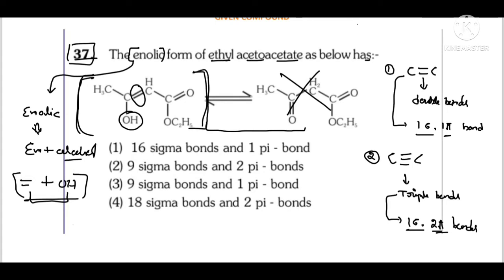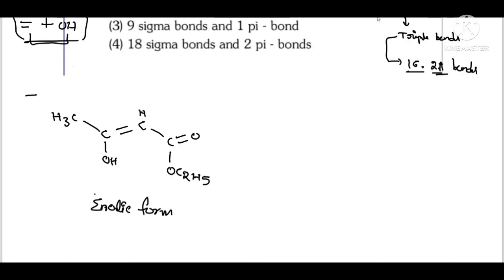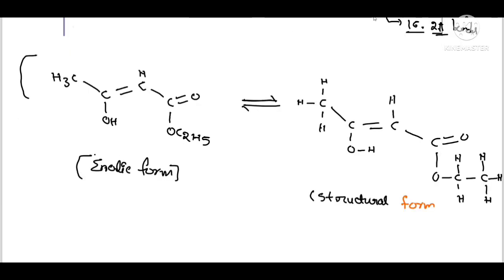Now let us try to calculate the number of sigma bonds and pi bonds in the given compound. This is the given compound. You have to calculate the number of sigma bonds and pi bonds in the enolic form. This enolic form will also be written as a structural formula. That is, firstly write this enolic form in structural form. This is the structural form of the given enolic form. By writing any compound in structural form, you can easily calculate the number of sigma bonds and pi bonds present in the molecule.